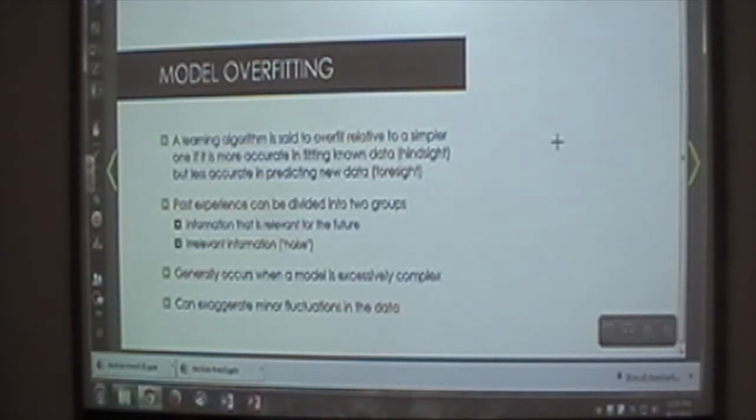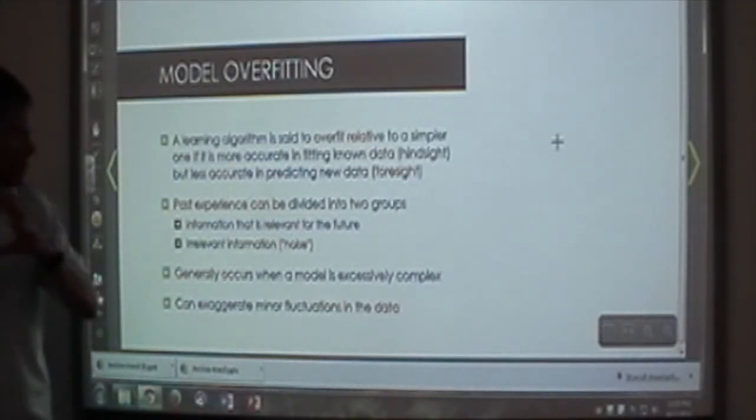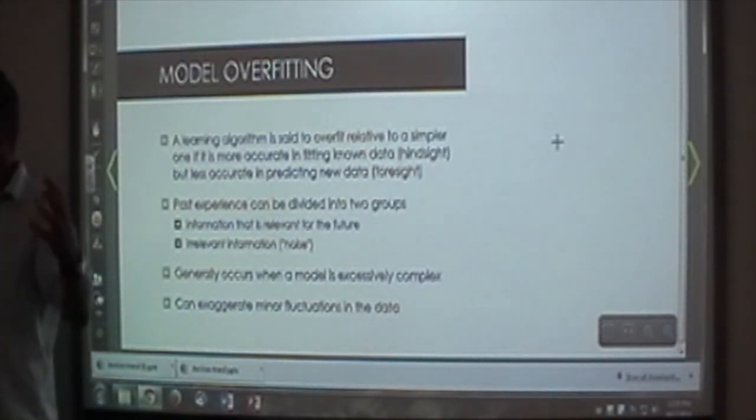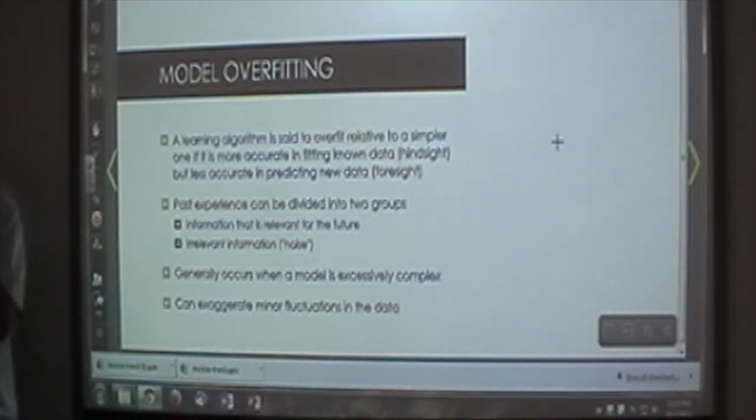In fact, here it is. These problems of overfitting generally happen when the model you develop is excessively complex and overspecifies the instances. Part of the problem is that it exaggerates minor fluctuations in the data.